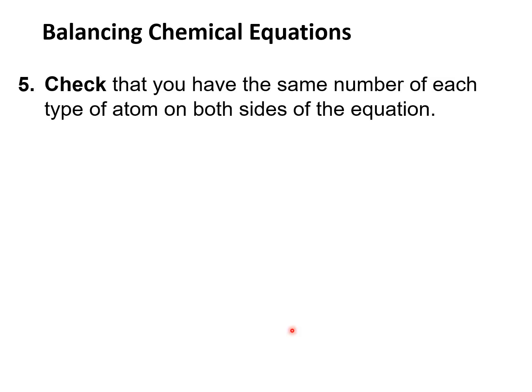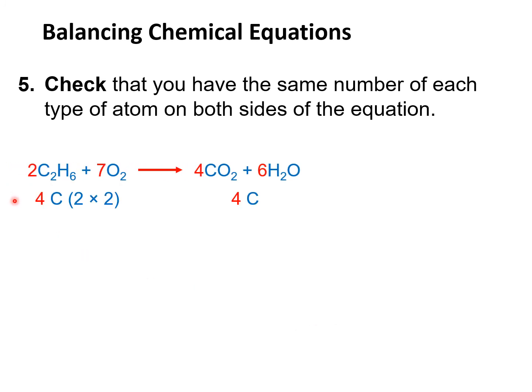Now, the last step is to check that both the number and type of the atoms on both sides of the reaction are the same. So looking at our balanced chemical reaction, on the left-hand side we have 2 times 2 equals 4 carbons, and we have 4 carbons on the right-hand side. Looking at the hydrogens, we have 2 times 6 equals 12 hydrogens on the left-hand side, and on the right-hand side we have 6 times 2 equals 12 hydrogens.